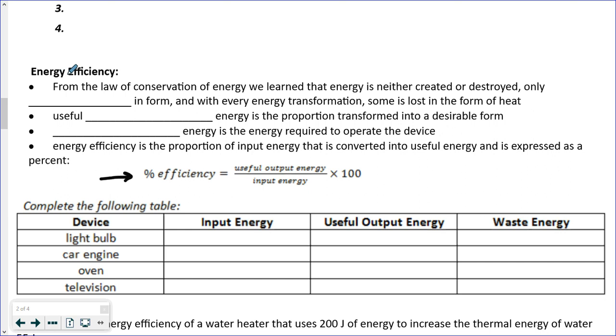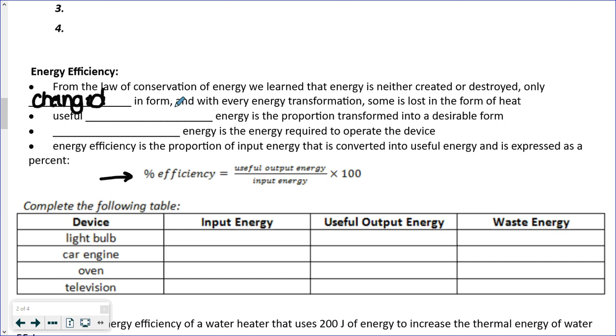So from the law of conservation of energy, again in Science 10, we learned that energy is neither created nor destroyed, only changed or converted in form. And so most energy transformations actually involve a loss of energy as heat. So it's not that the energy is disappearing or being destroyed, it's being lost as heat. It's not a useful output.